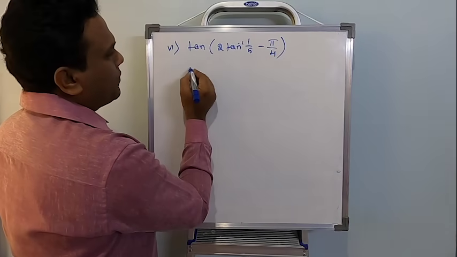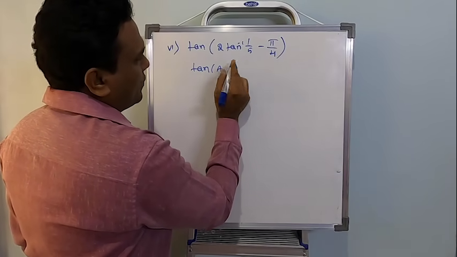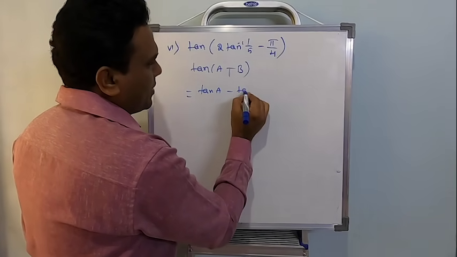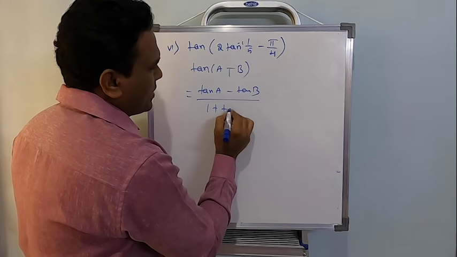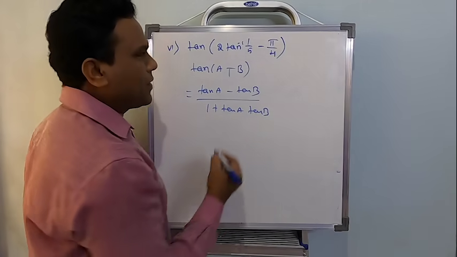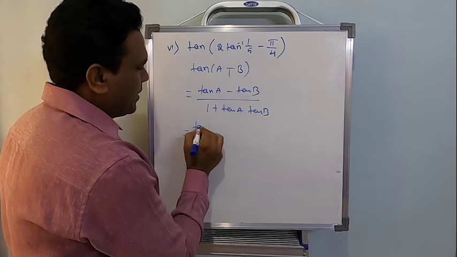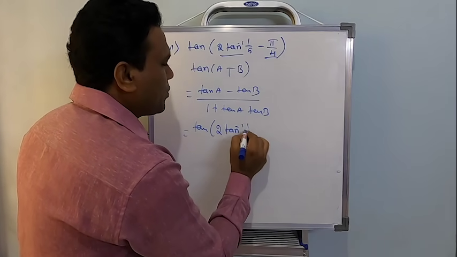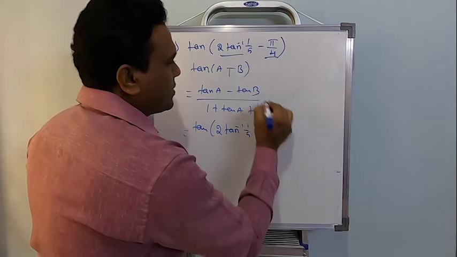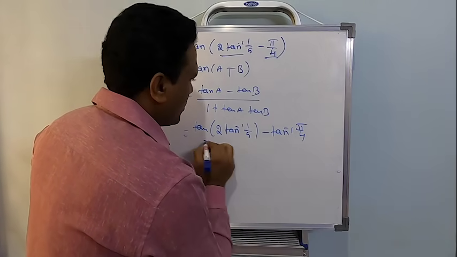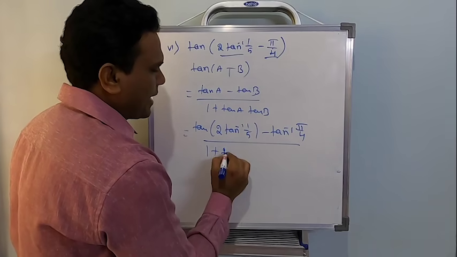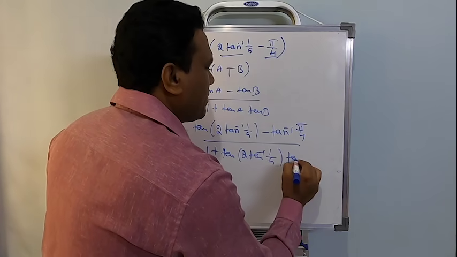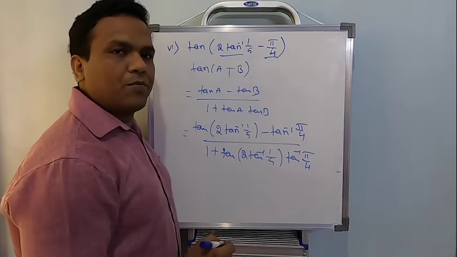To start with, first I will take this in the form of tan of a minus b. What's the formula of tan of a minus b? Tan of a minus b is tan a minus tan b by 1 plus tan a multiplied by tan b. So let's apply the formula here. This is a and this will be b. So tan of 2 tan inverse 1 by 5 minus tan inverse, the value of b is pi by 4. So in the denominator also 1 plus tan of 2 tan inverse 1 by 5 multiplied by tan inverse pi by 4.